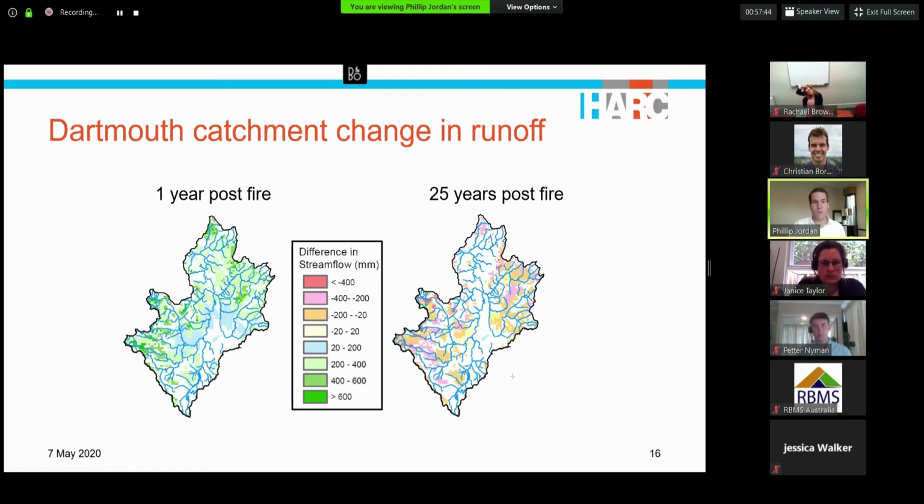So, for example, for the Dartmouth Dam catchment, which is probably one of the most significant storages in the southern Murray-Darling Basin, we can see that the BISI model shows a slight increase in runoff, all those green areas, in that first year post-fire. But looking 25 years post-fire, you can see all of the red, pink, orange areas are the areas where the BISI model was predicting significant reductions in yield across the Dartmouth Dam catchment.